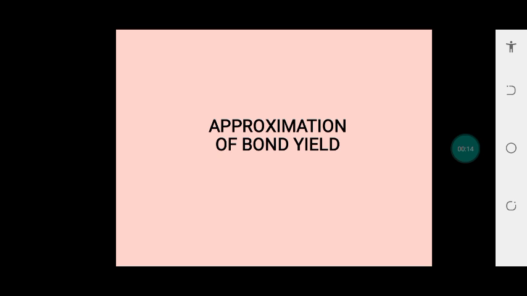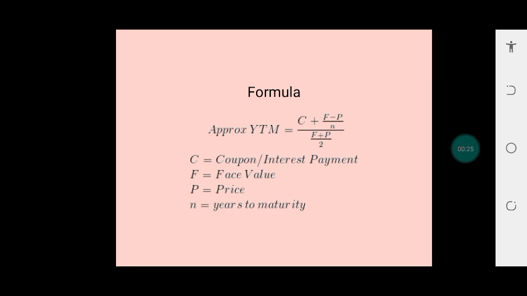This approximation of bond yield is a line of mathematics of investment. This is the formula of approximation of bond yield. The approximation of YTM is equal to C plus F minus P over N, all over F plus P over 2. C is the coupon interest payment, F is the face value, P is the price, and N is the years to maturity.